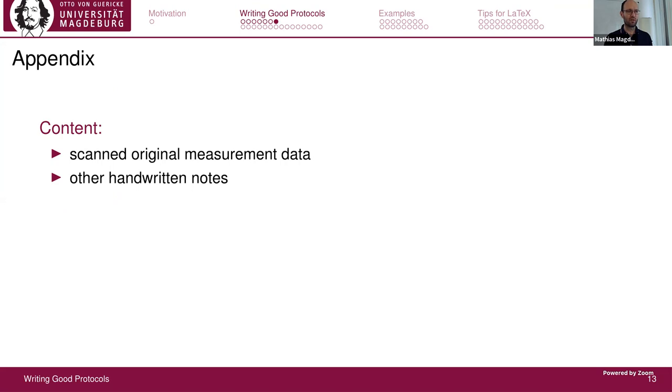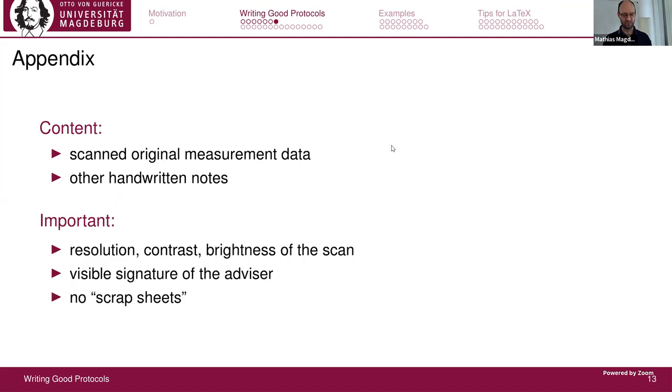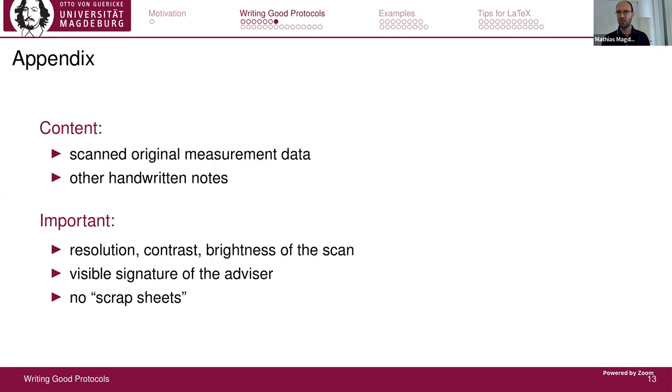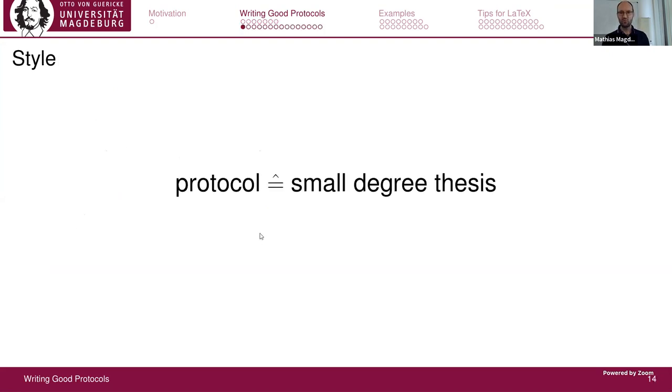During the experiment, you might take notes and you insert your handwritten, scanned, or today probably you would just take a cell phone, make a good picture of your handwritten notes and insert them. Take care that there's good contrast, brightness, proper resolution, and so on. And maybe if it's necessary, the visible signature of your supervisor or advisor of the experiment. Okay, so then we can take a look into style.